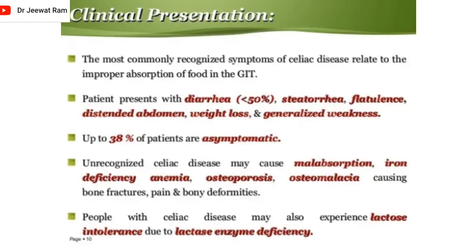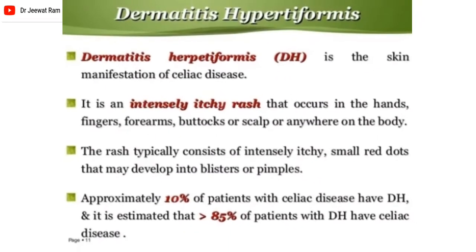Unrecognized celiac disease may cause malabsorption, iron deficiency anemia, osteoporosis, and osteomalacia, causing bone fractures, pain, and bony deformities. People with celiac disease may also experience lactose intolerance due to lactase enzyme deficiency.